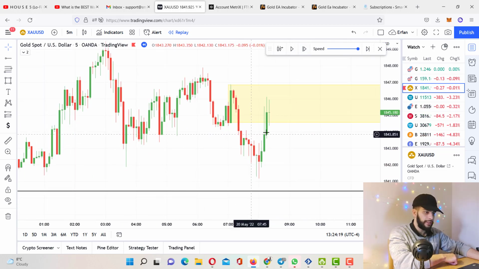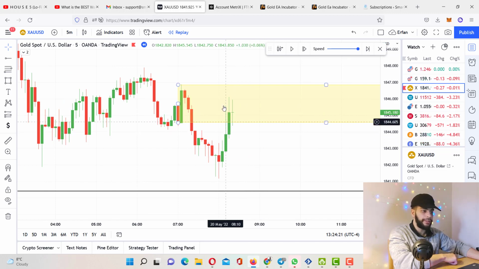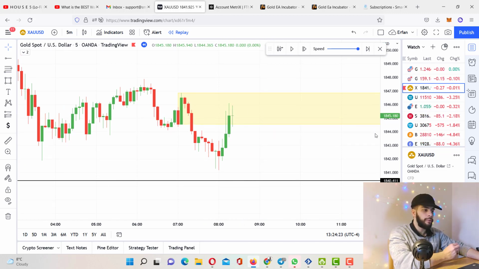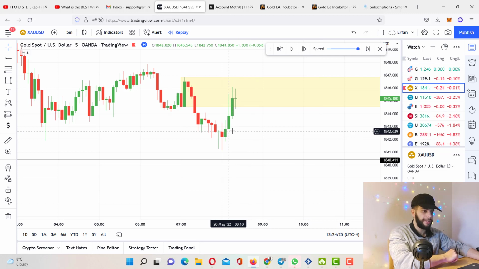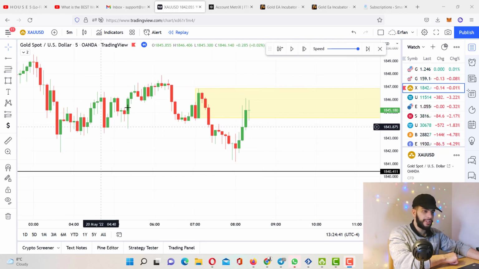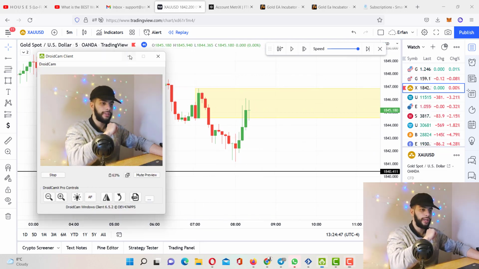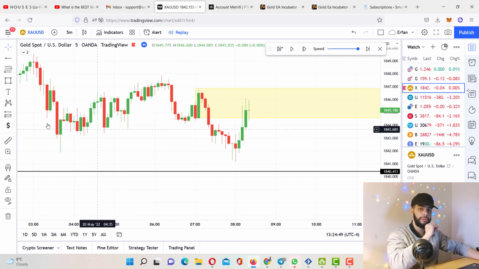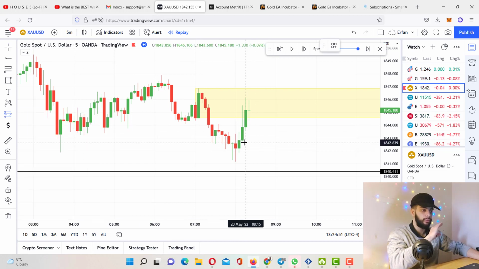So this is the first candle that literally tapped into my zone, but I was kind of hesitant to take my sell stop here, my stop loss here, and my TP right here. The reason is that if I wanted to do that, the risk to reward ratio would be really bad, and this is not what I actually want.